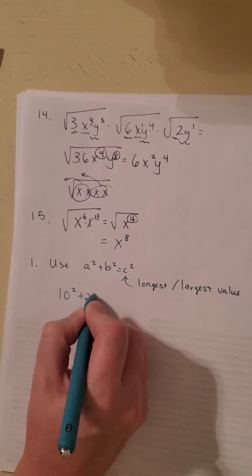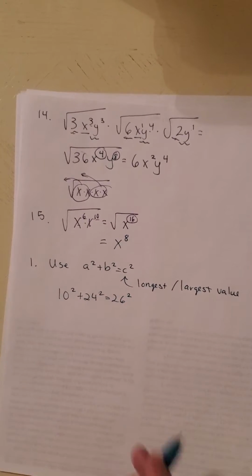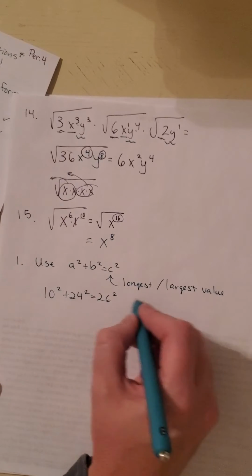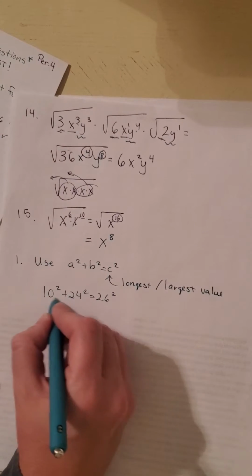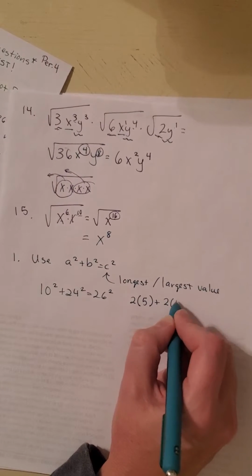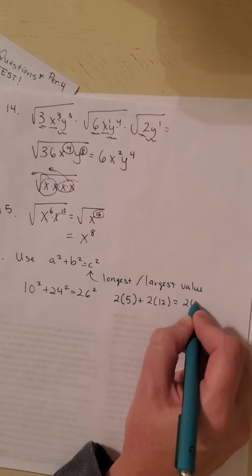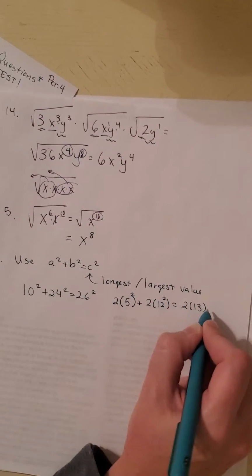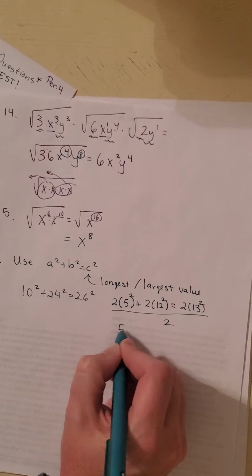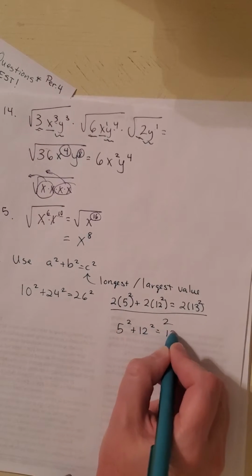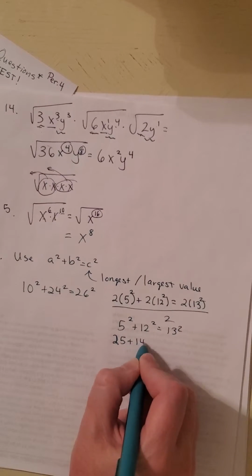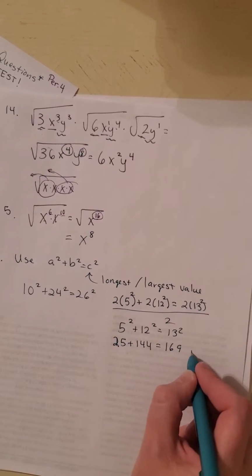10 squared plus 24 squared equals 26 squared. If you watched the notes, you saw that you should take out the common factor first. So I'm thinking, what is my common factor instead of trying to multiply these? So if I take out a 2, I have 2 times 5 plus 2 times 12, equals 2 times 13, and these are all squared. Now I can divide everything by 2, and that gives me 5 squared plus 12 squared equals 13 squared, which is 25 plus 144 equals 169, and yes, it does. Check.